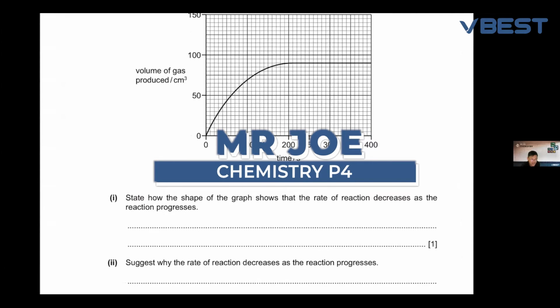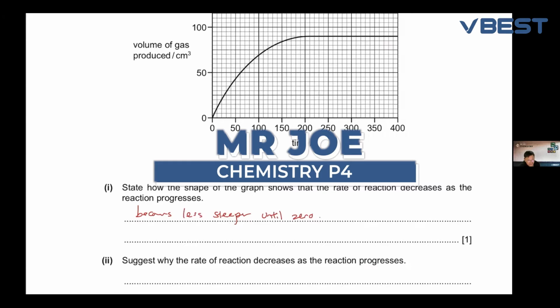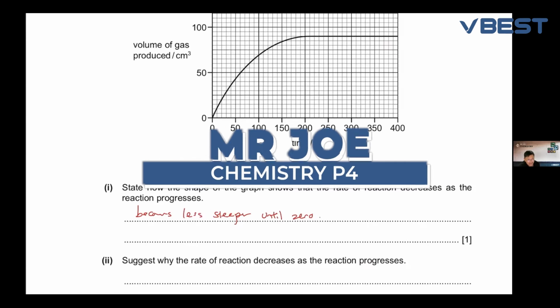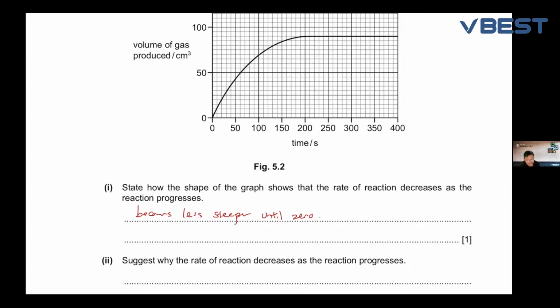So you write it out, because it's less difficult. They can talk about the gradient also. The gradient becomes decreasing until 0. Also can.